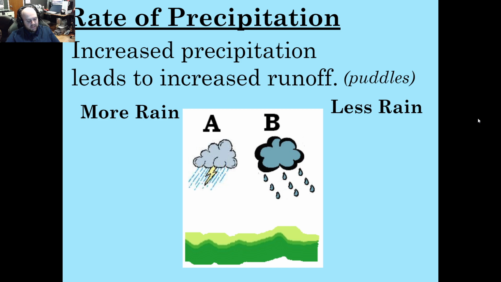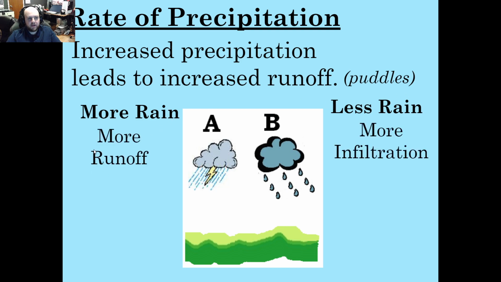Okay, now we're on the top of page 6, and we see the rate of precipitation. Remember that precipitation, guys, is the water coming out of the sky, whether it be a solid water like snow or hail, or a liquid water like rain or sleet. This is going to affect our infiltration rate. If there is so much water, we're going to see an increased amount of runoff, which is why we get puddles after storms. So more rain, more runoff. Less rain, more infiltration.